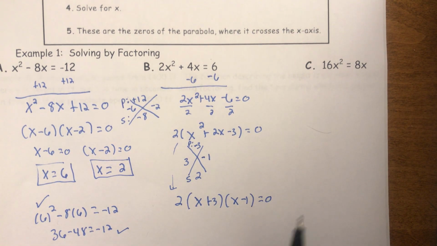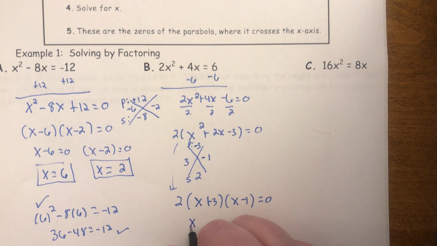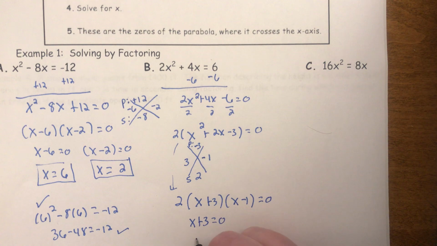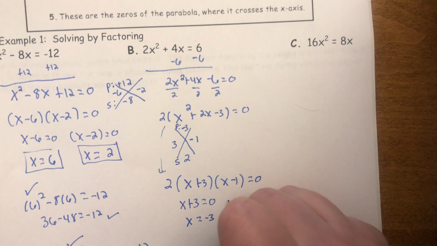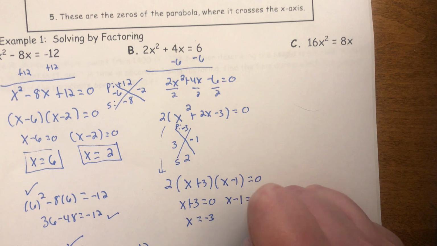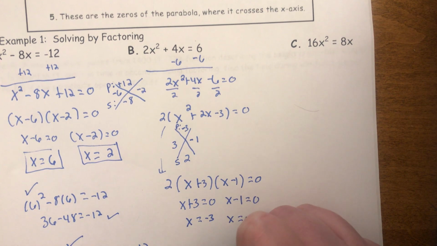Now, using our zero product property, we know that one of these factors will have to be equal to 0. So we figure out when x plus 3 will equal 0, and that will be when x is equal to negative 3. And then we set when x minus 1 is equal to 0, and that is going to be when x is equal to positive 1. We solve each of those equations.